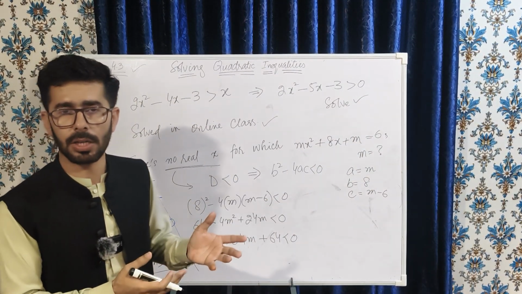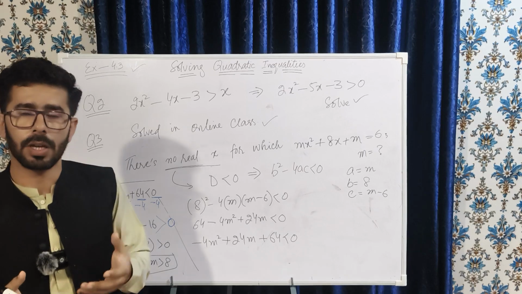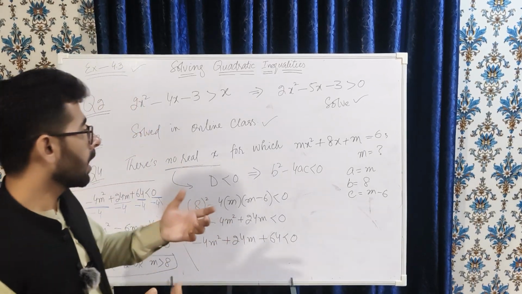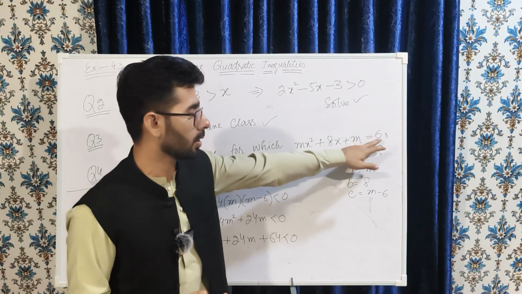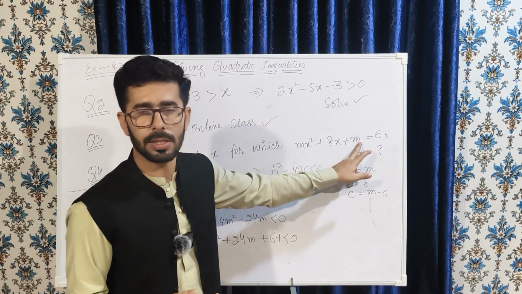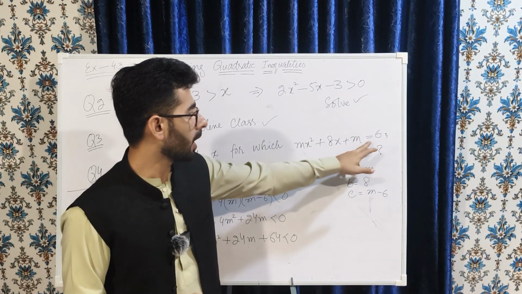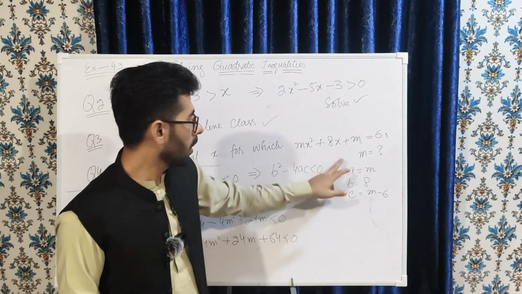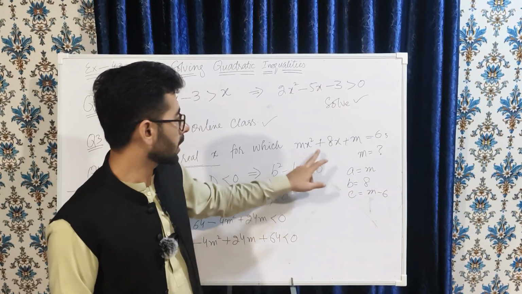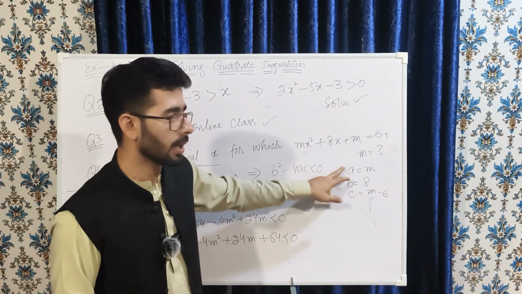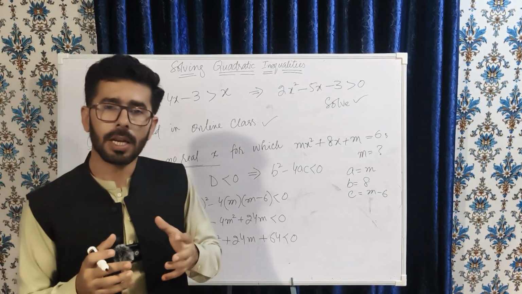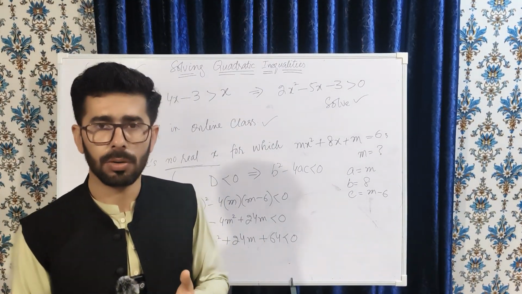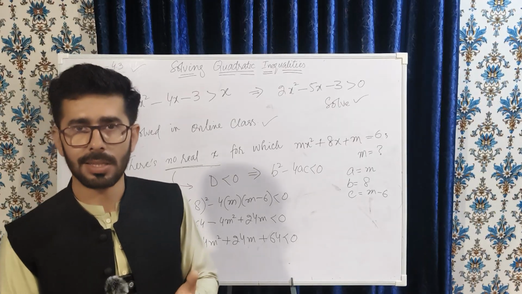So it's an equation, not an inequality, but in 4.3 we are solving quadratic inequalities. So we just make general quadratic equations. We bring 6 on the left side. We have m minus 6 as our c value, 8 as our b coefficient and m as our a coefficient. We got a, b, c values. We know the condition that if our equation does not have real roots, that means its discriminant is negative.